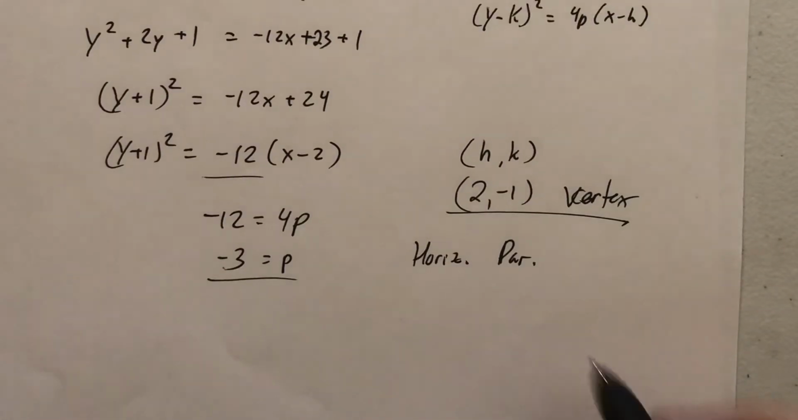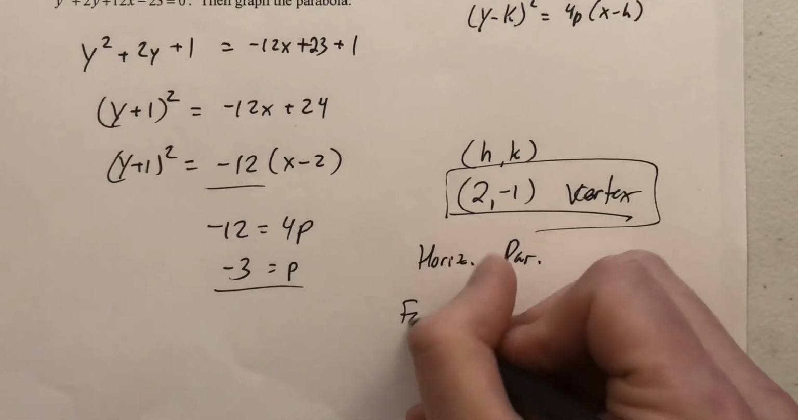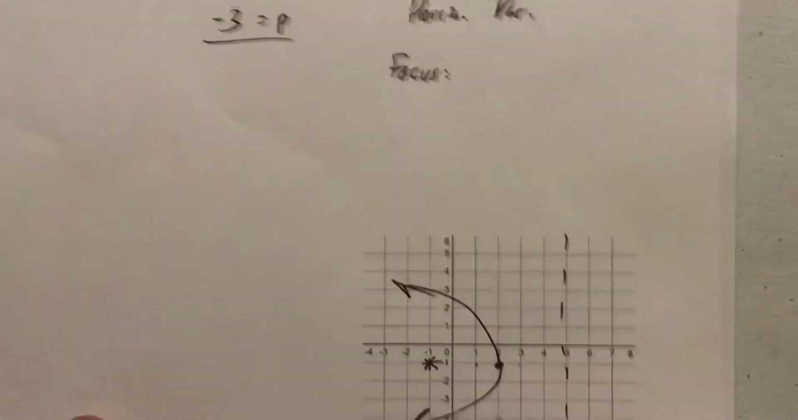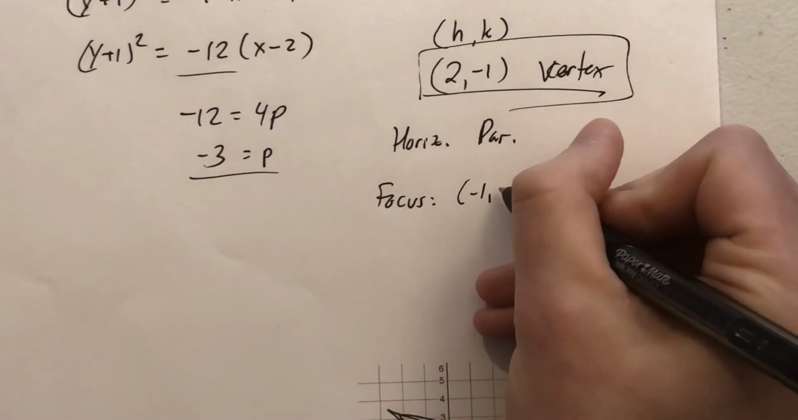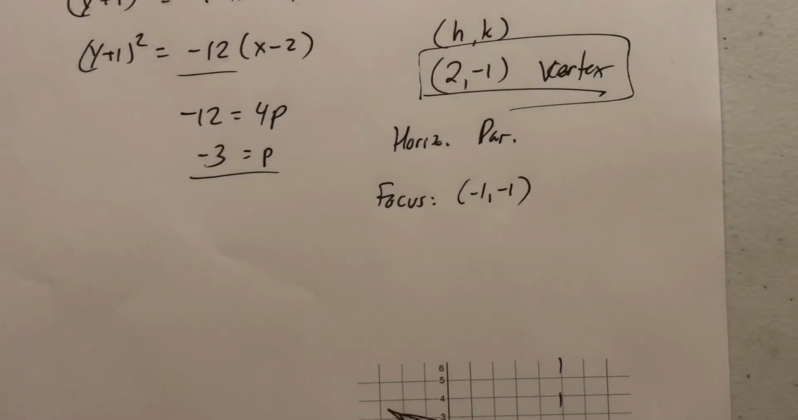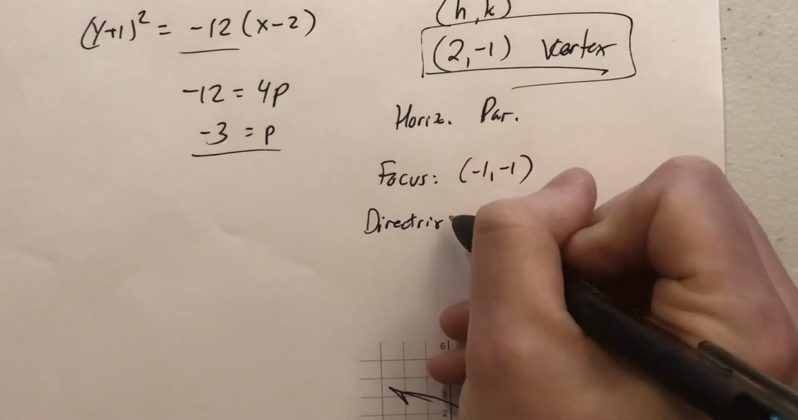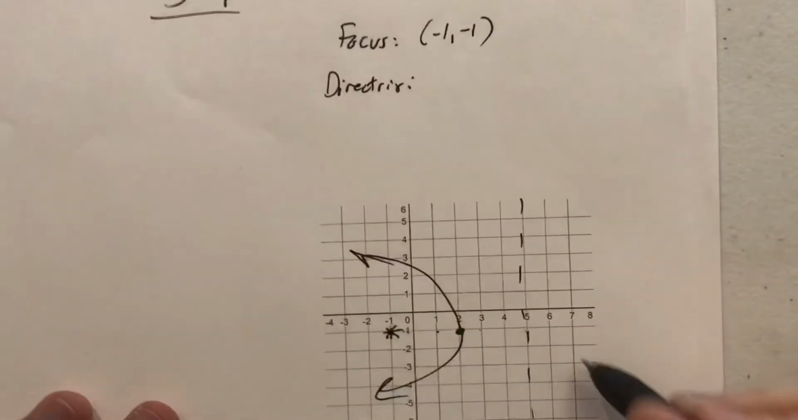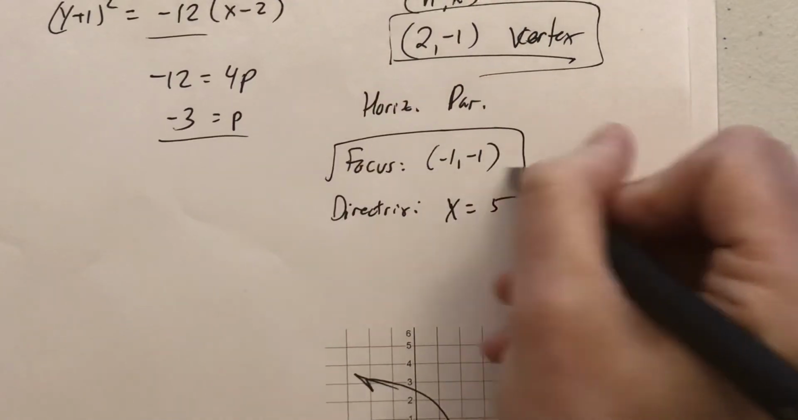So from there, we can just identify, we've got the vertex already. We know the focus based on that graph is at the point -1, -1, which is 3 to the left of the vertex. And then the directrix is that vertical line located at 5. So x equals 5.